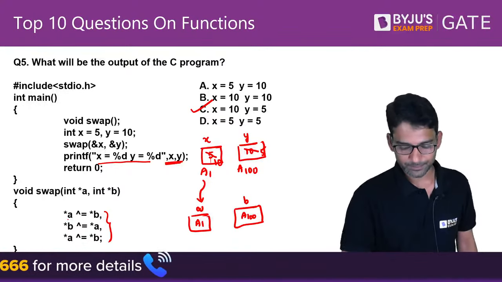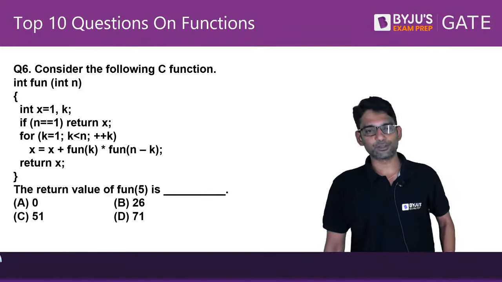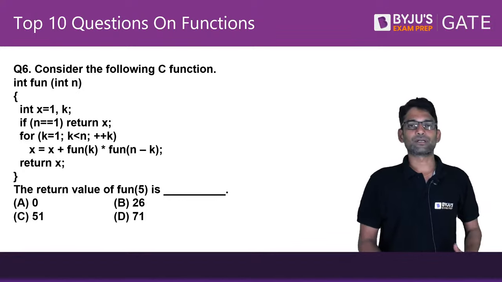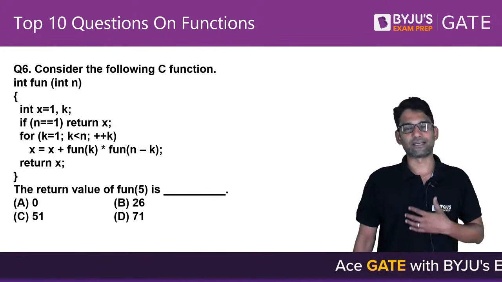Question number 6. Consider the following C function. The return value of fun of 5 is. It's a very good question. I like this question.